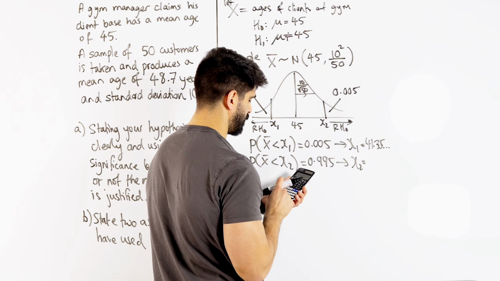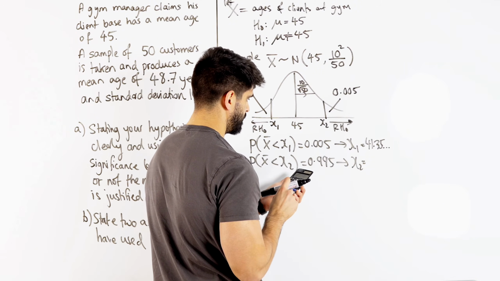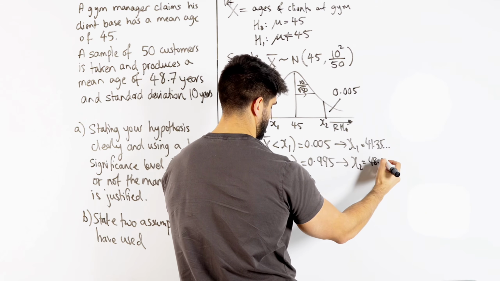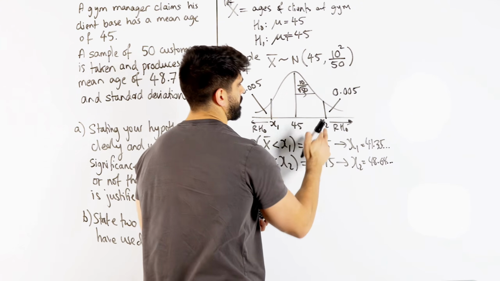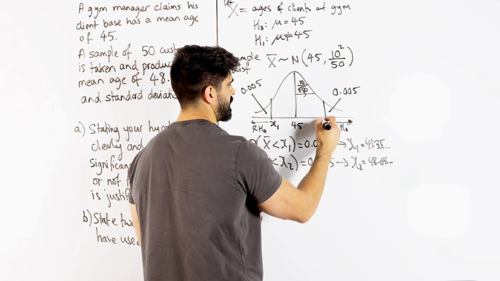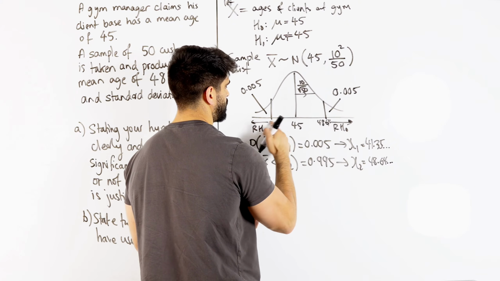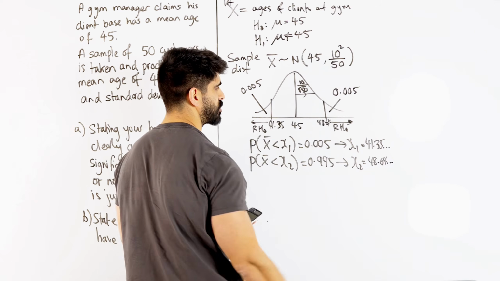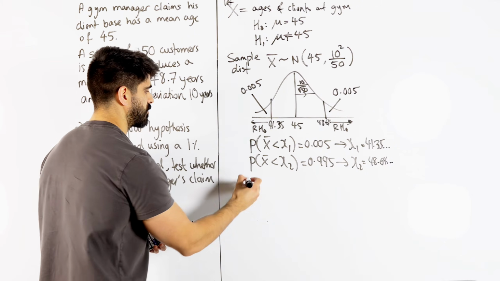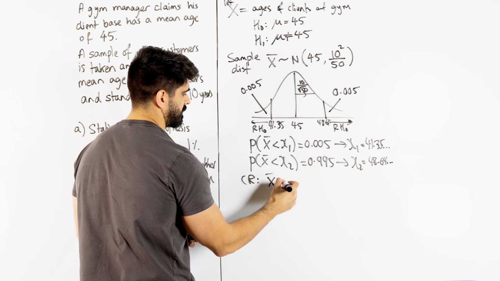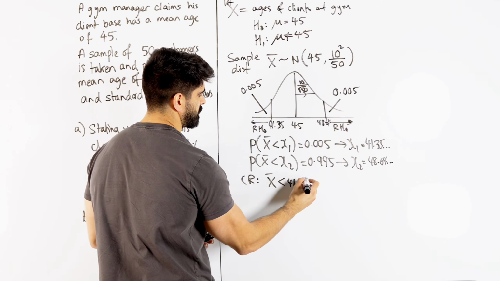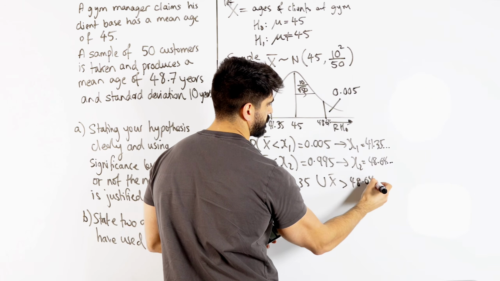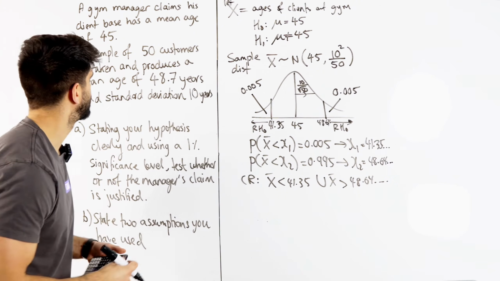Then I have 1 minus 0.005, which gives 48.64. So this value here is 48.64, and this value here is 41.35. So if we get any ages in these extremes, we would reject H0. So my critical region is any X value in the sample being less than 41.35, or any X value being greater than 48.64. Now, what do we get?